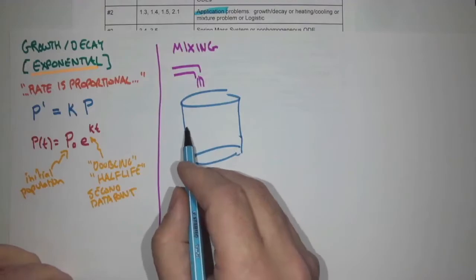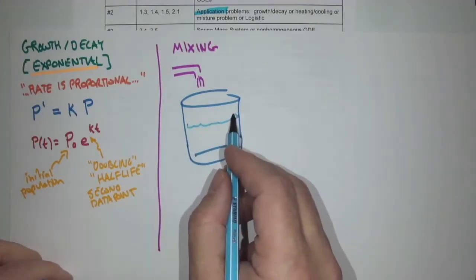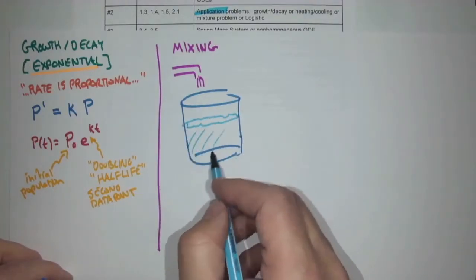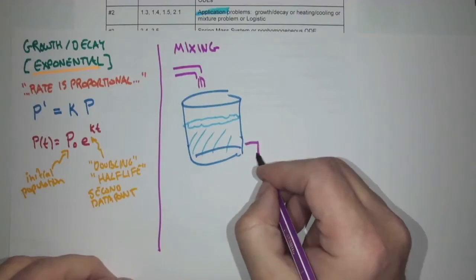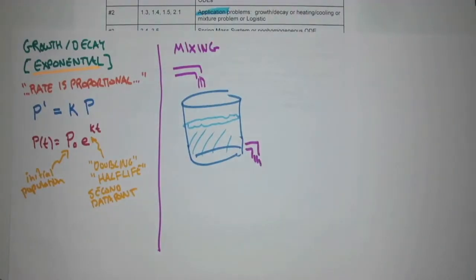Doesn't have to be, but okay, so here's our tank, currently full. And there's something coming in, and there's also something going out. And then the question is, what can you say about some substance? How much is there? So these are the settings for mixing problems. When we talk about mixing problems, this is where we're at.